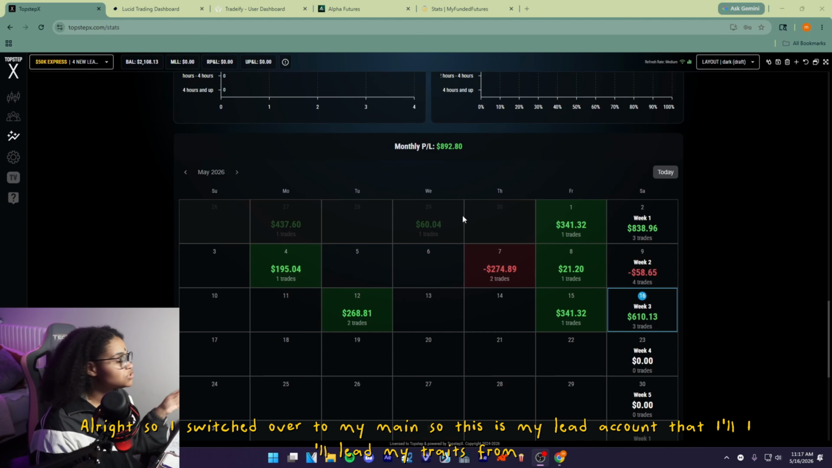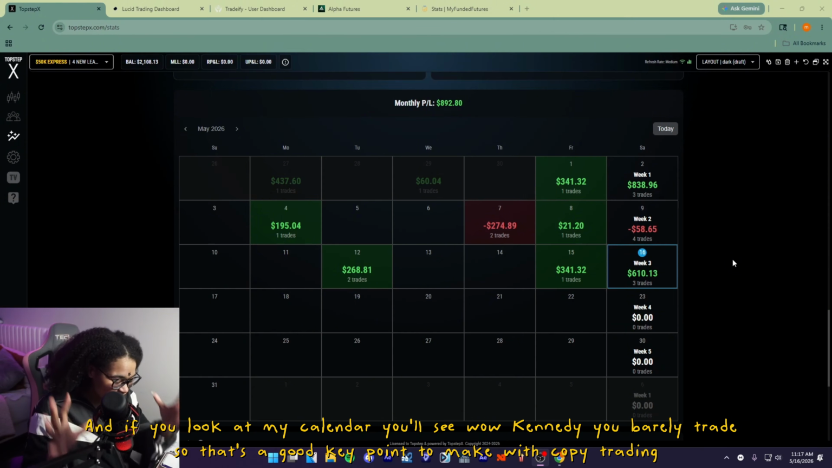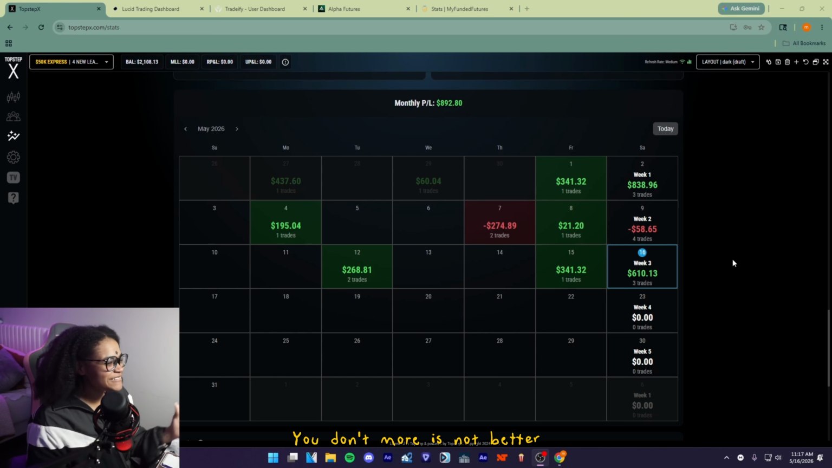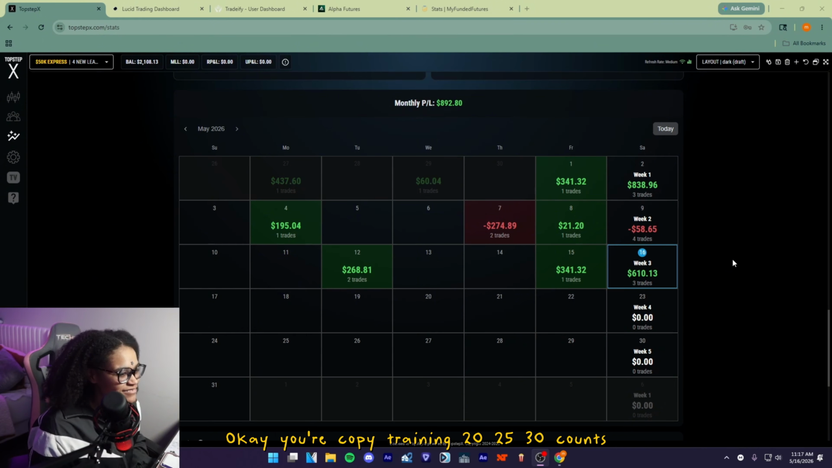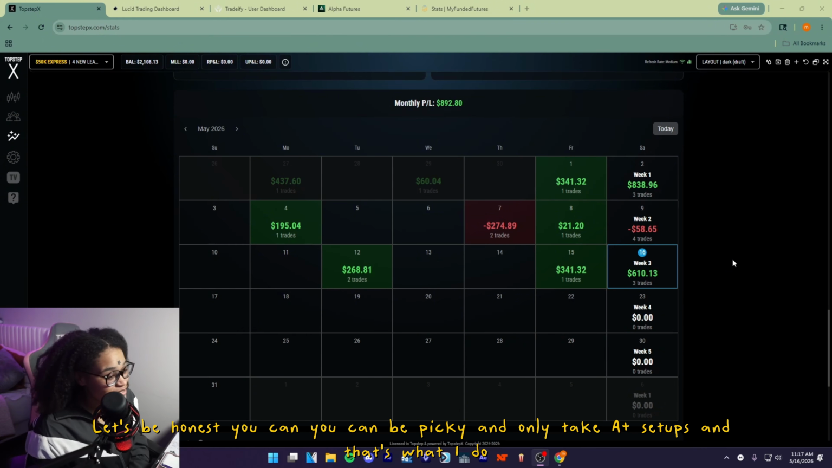All right, so I switched over to my main. This is my lead account that I lead my trades from. And if you look at my calendar, you'll see, wow, Kennedy, you barely trade. So that's a good key point to make with copy trading. More is not better. You're copy trading 20, 25, 30 accounts. You don't need to be in the markets every day. Let's be honest, you can be picky and only take A+ setups.